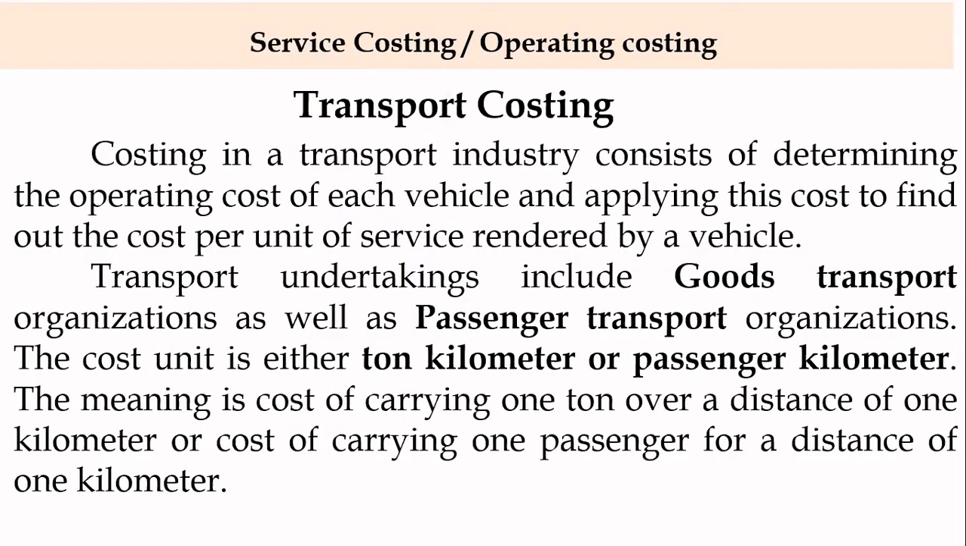So, as we have discussed in the last class, we have three types of operating costing or service costing which we are going to study in this semester: transport costing, canteen costing, and boiler house costing. First, let us see what is transport costing. Costing in the transport industry consists of determining the operating cost or service cost of each vehicle and applying this cost to find out the cost per unit of service rendered by a vehicle.